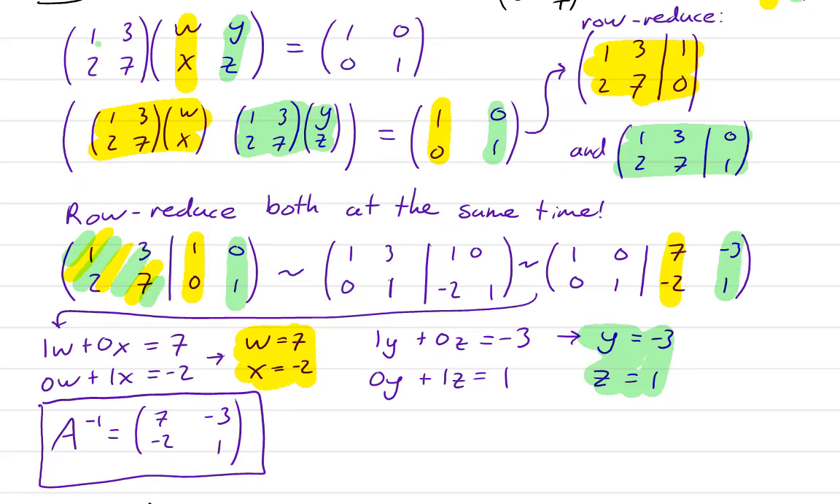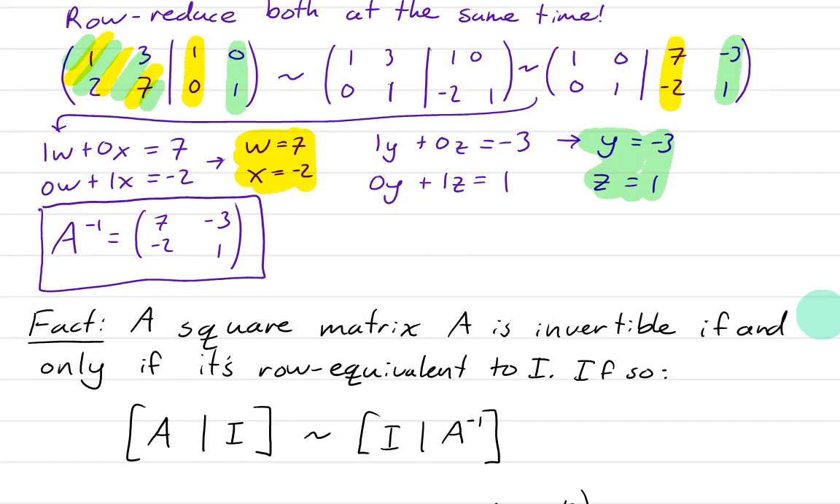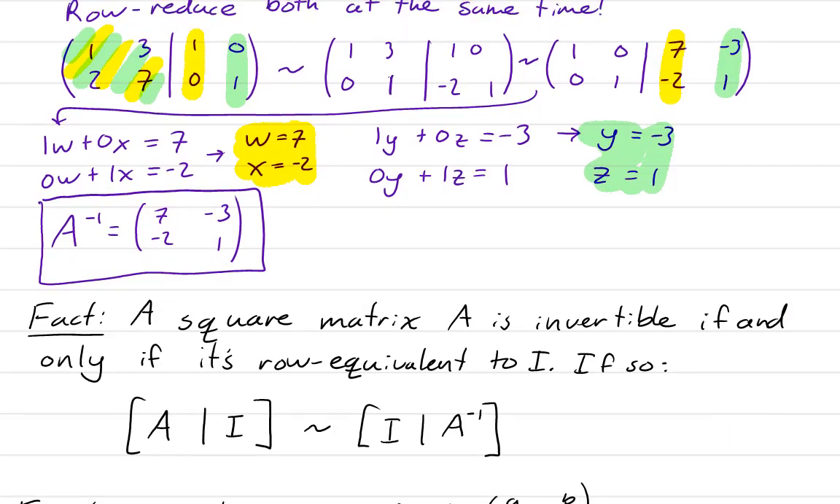Now this process for finding an inverse actually works in general. You can row reduce this augmented matrix that you make by putting A on the left and the identity matrix on the right, and row reducing it will be turning it into these row echelon form systems, one for each one of these columns, that will tell you what the inverse should be. So that's my explanation for why this fact works.